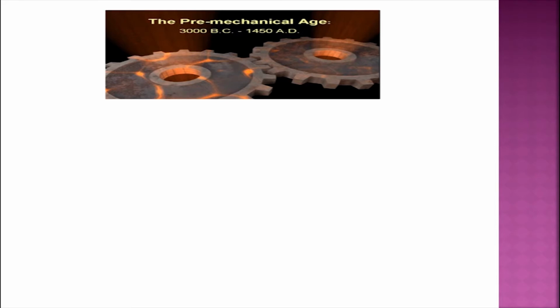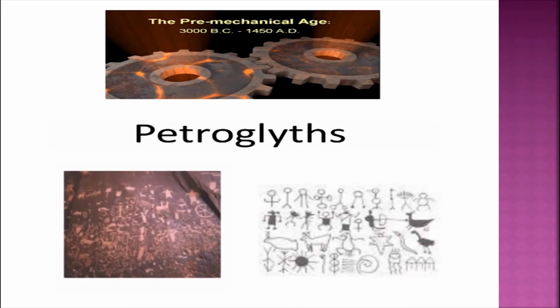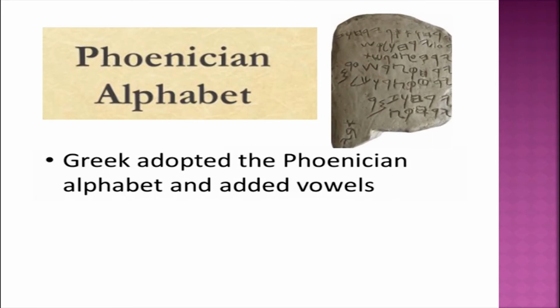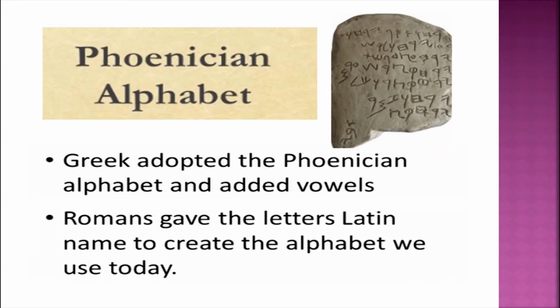When humans first started communicating, they would try to use language or simply picture drawings known as petroglyphs, which are usually carved in rock. Early alphabets were developed, such as the Phoenician alphabet. The Greeks later adopted the Phoenician alphabet and added vowels. The Romans gave the letters Latin names to create the alphabet we use today.